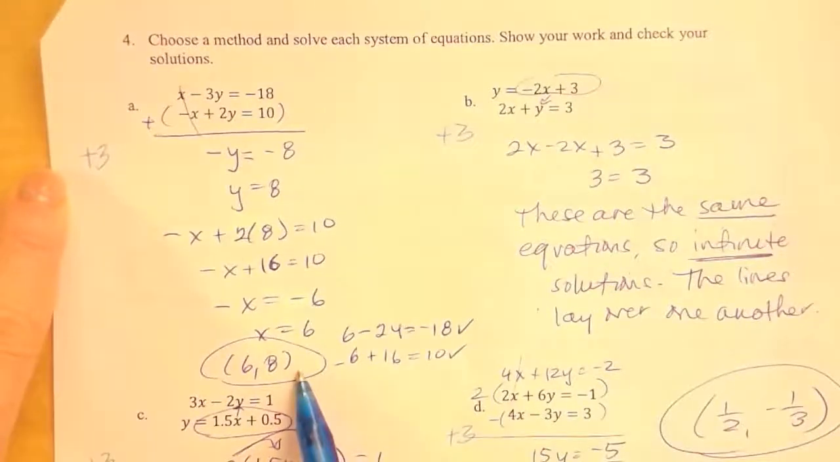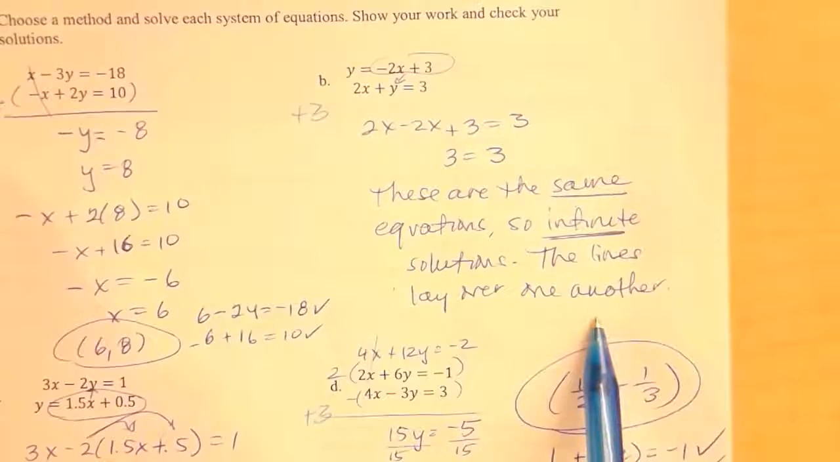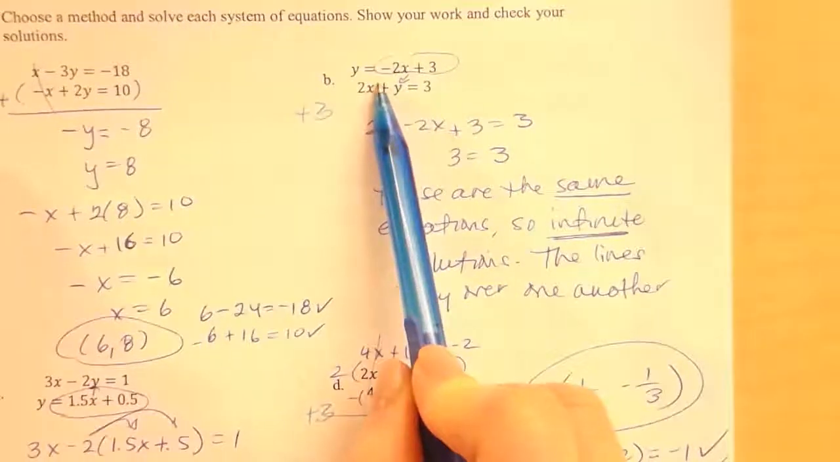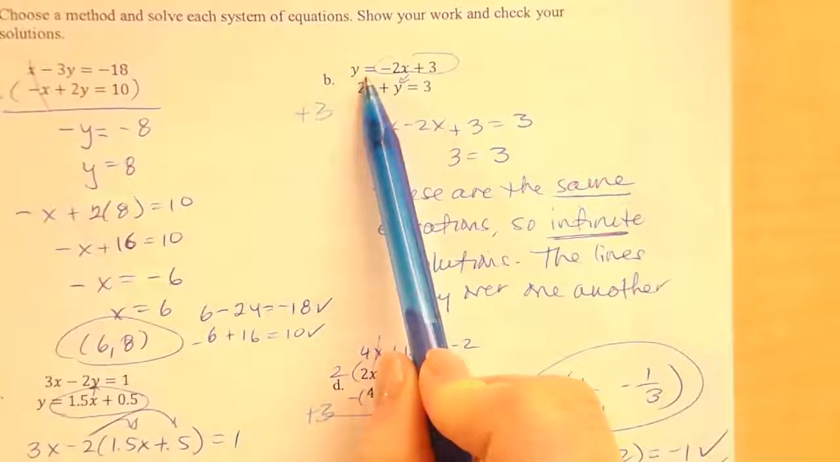The answer here should have been 6, 8. Those of you who did not get this, check your work and your signs. Signs seem to be an issue here. For B, I happen to choose substitution here. It lent itself very nicely to that, where we already had an expression for y.